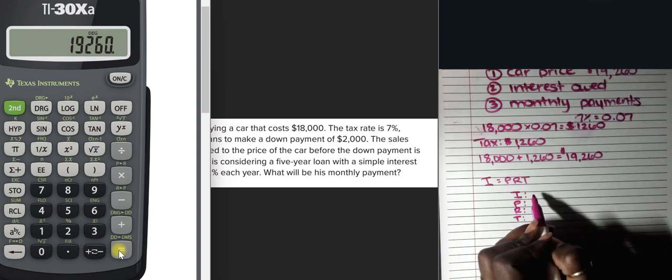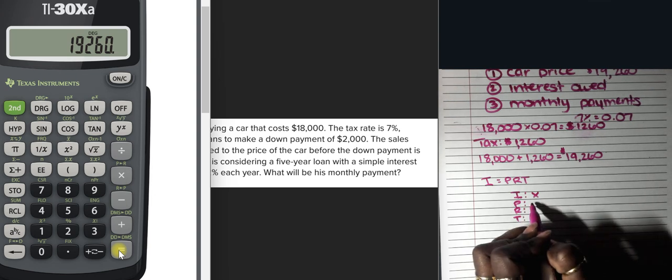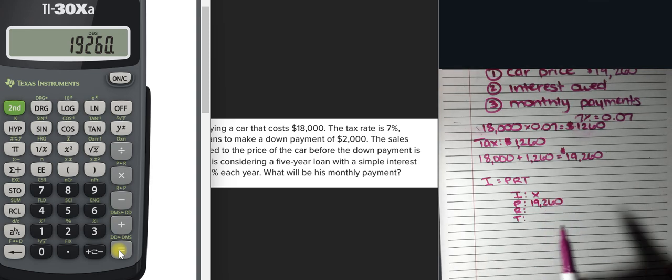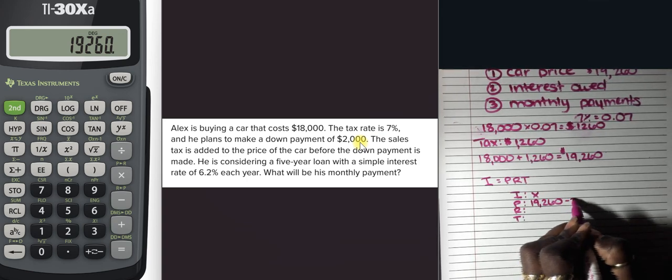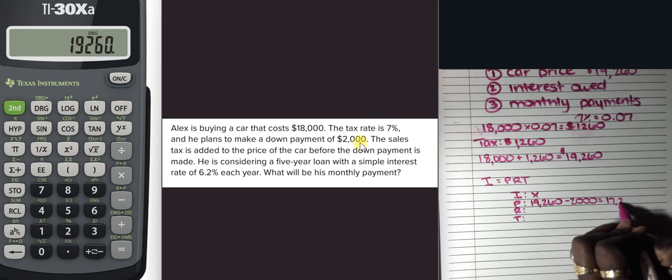All right, so we don't know how much interest we're going to owe. That's why the problem exists. Now we need to figure out what our principal is. Our principal is $19,260. But wait a second. Remember, they mentioned that they were going to make a down payment. That means it's money paid up front so that you don't owe it over time and don't have to pay interest on that money. So we're going to take out that $2,000 they're going to pay up front. That leaves us with $17,260. So this is your principal amount. This is how much he needs to borrow.